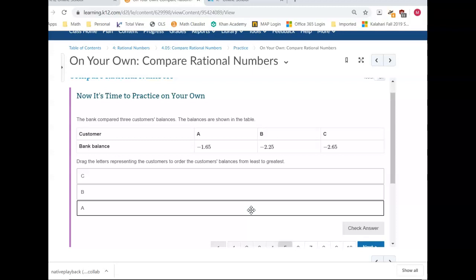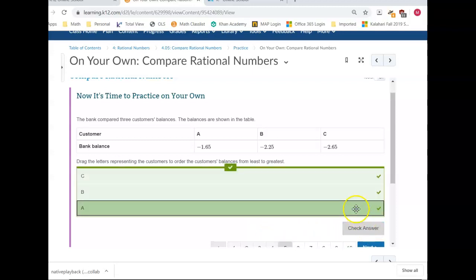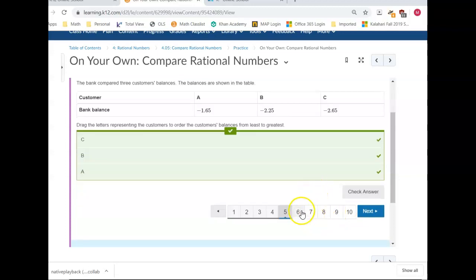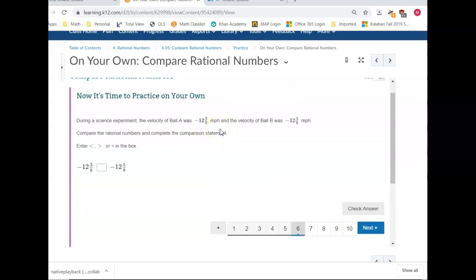Oh, wait a minute. I'm sorry. This one's more confusing than it looks, because when you're talking about balances, it's how much money is in the bank. If you have a negative balance, that means you have, wait, no, I think this is what they're looking for. No, that's right. Never mind. All right, let's move on.